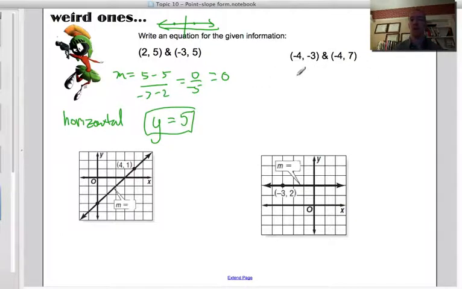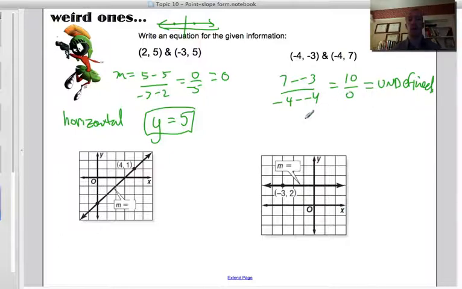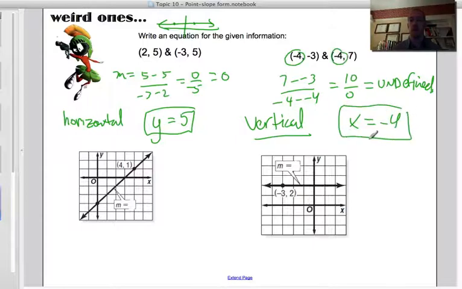Alright, so this is going to be the same but different. So we do 7 minus minus 3 over negative 4 minus minus 4 gives us 10 over 0. Alright, that's undefined. You can't divide by 0. So when it's undefined, what is an undefined slope? What kind of line is that? Great, it's a vertical line. So an equation of a vertical line looks like what? Awesome, it's an x equals equation, and x is negative 4 for all our points. There's the equation of that line.